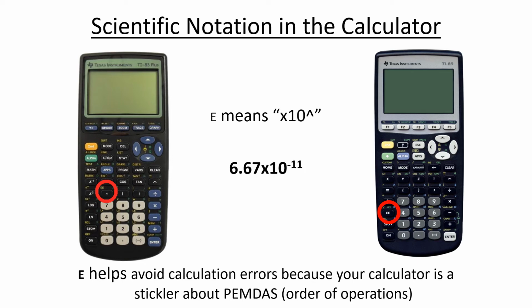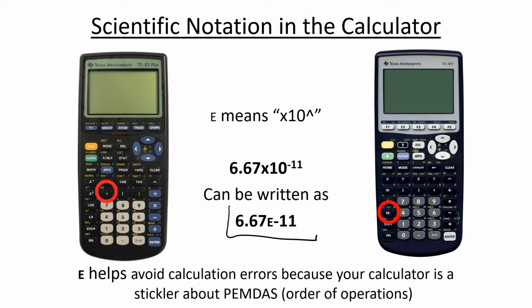So let's use this, 6.67 times 10 to the negative 11. How would you type that in your calculator? Why don't you try typing it now? Pause the video and see. All right, so you would write it just like this in your calculator, 6.67 E negative 11. No caret, nothing like that, all right? And your calculator recognizes this as one number.